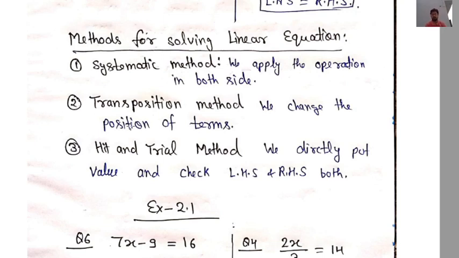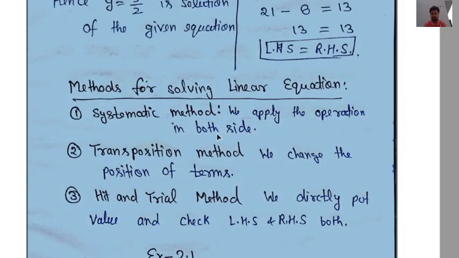Now the transposition method. Trans means change, like transport. What is transport doing for us? Just changing the position of things. In transposition, we change only the position of variables and constants, then we find our solution. This is a very easy method. Now the hit and trial method. In the hit and trial method, you have just seen this question I have solved here.